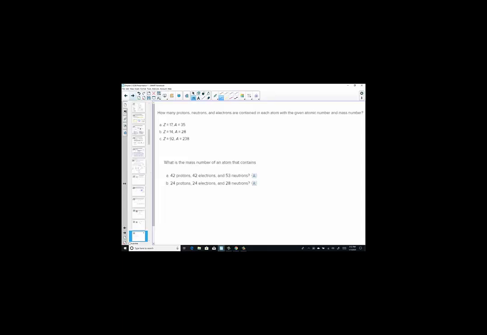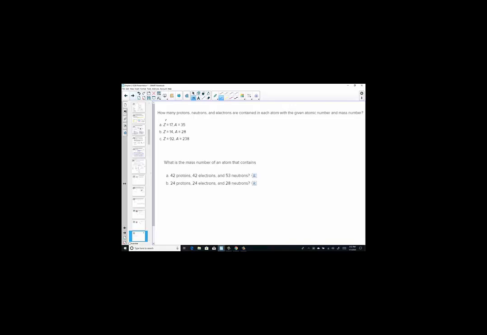Let's keep practicing on page 7. How many protons, neutrons, and electrons are contained in each atom given the atomic number and mass number? Well, let me model letter A, and ask you to pause and do letter B and C in a similar fashion.